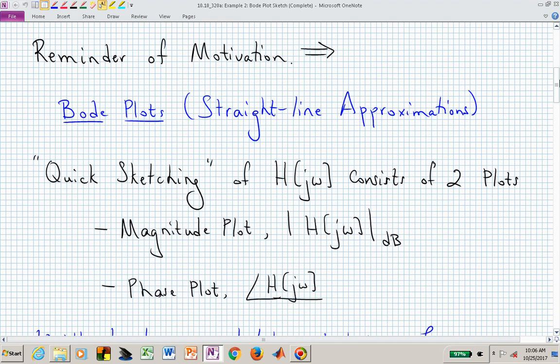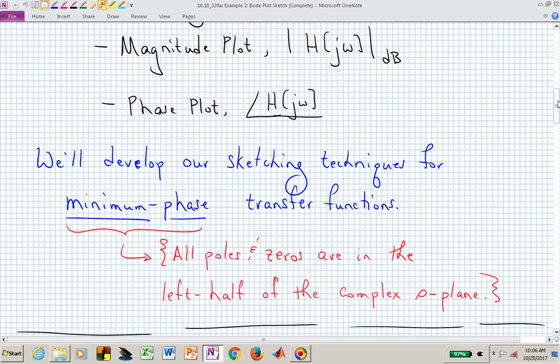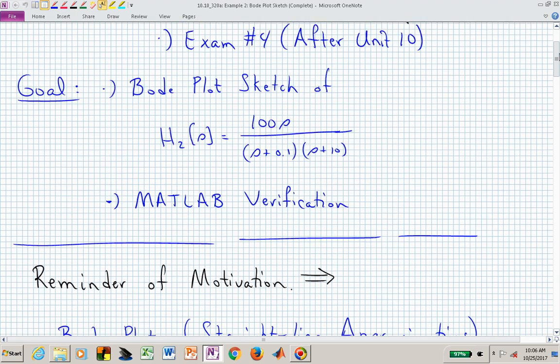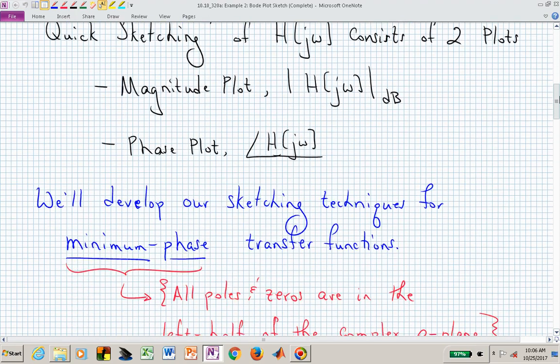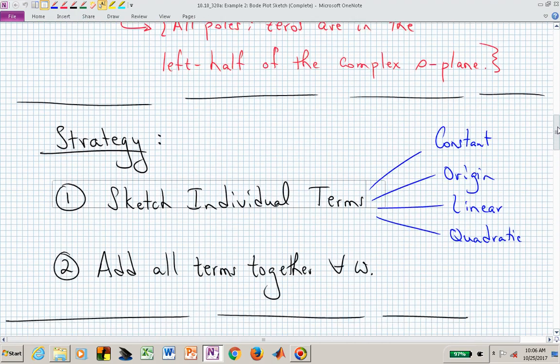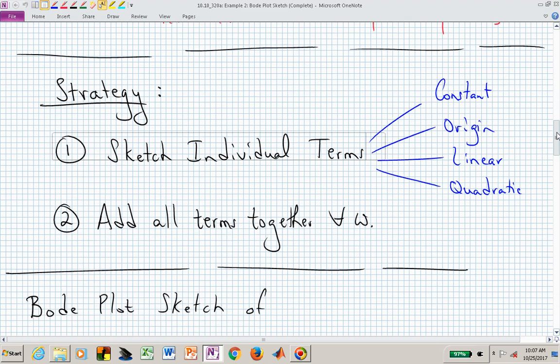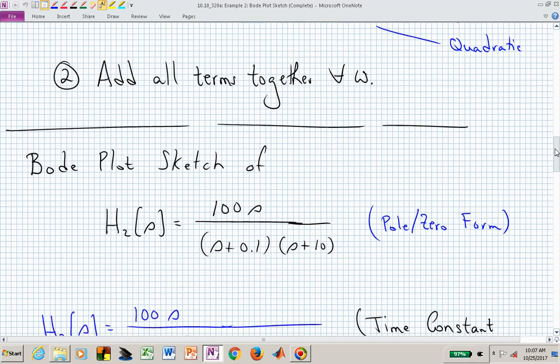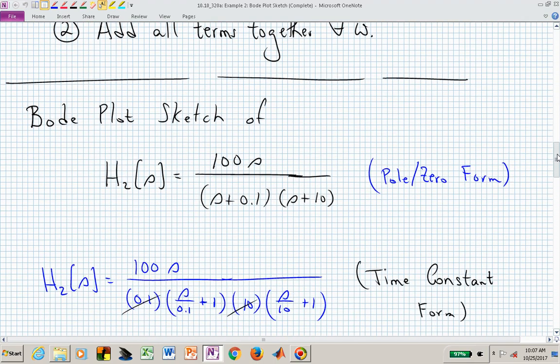We have not only the magnitude behavior, but the phase behavior. All of those poles, as you can see, had positive coefficients, so those were all minimum phase transfer functions. Poles and zeros are all in the left half of the complex s-plane. We'll sketch the individual terms, and then we'll add all of those pieces together. We'll maybe do this one a little bit more quickly than what we've done in the previous video.